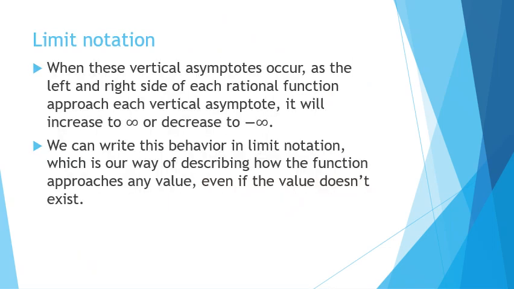All right? Now, when vertical asymptotes occur, we know that occurs when a factor is bottom heavy. However, what does it look like graphically? Vertical asymptotes graphically are going to look, let's say we have one right here. Basically, when you go to that value, that function is either going to shoot up to positive infinity or it's going to shoot down to negative infinity. We can write this behavior in limit notation, which is our way of describing how the function approaches any value, even if that value doesn't exist.